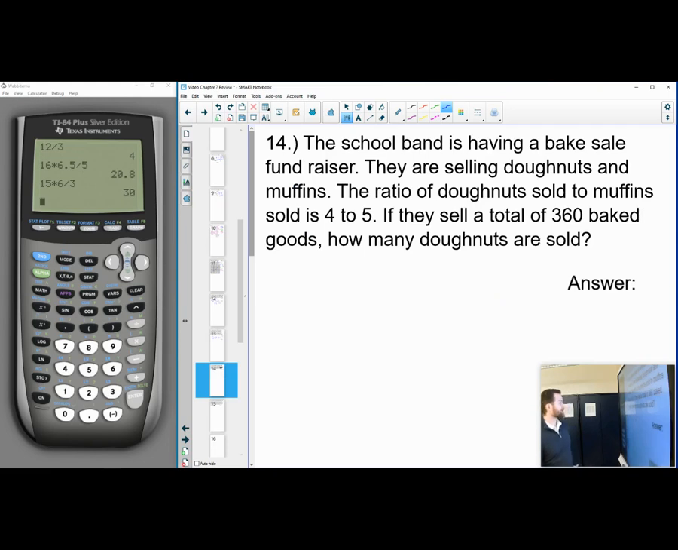I think we just have 2 more. All right, the school band is having a bake sale fundraiser. They are selling donuts and muffins. All right, the ratio, that's a key word. The ratio of donuts sold to muffins sold, okay, so we're talking donuts to muffins, is going to be 4 to 5.